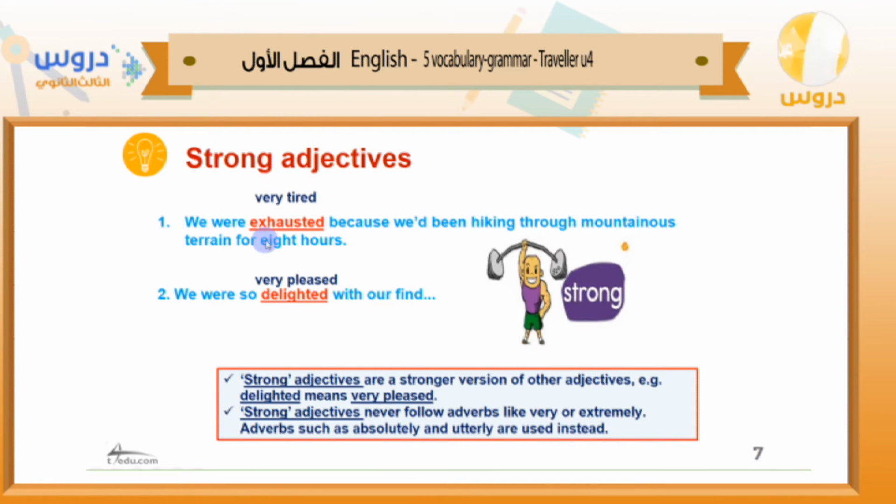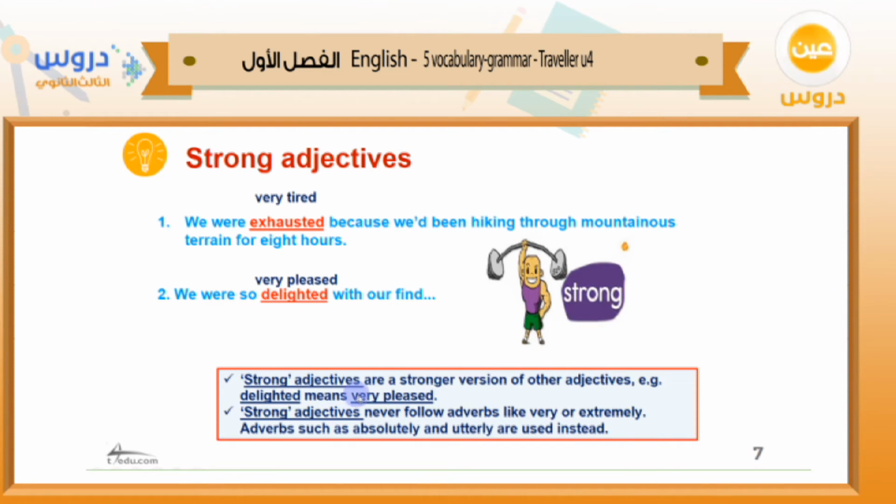We were exhausted because we had been hiking through the mountain terrain for 8 hours. So the underlined word, which is in red, exhausted, means very tired. And the second sentence: we were so delighted with our find. The underlined word, delighted, means very pleased.